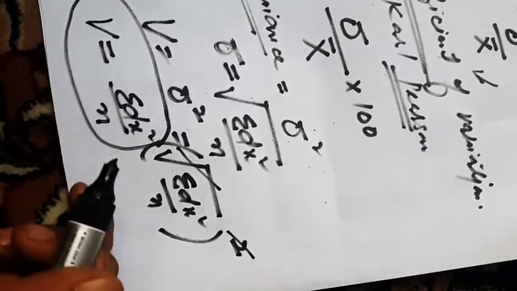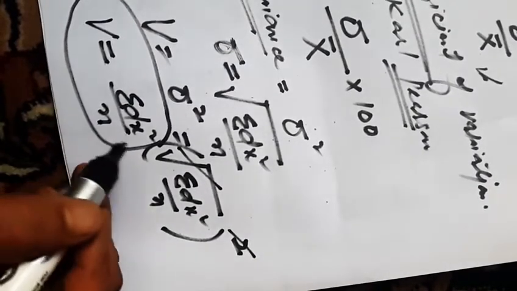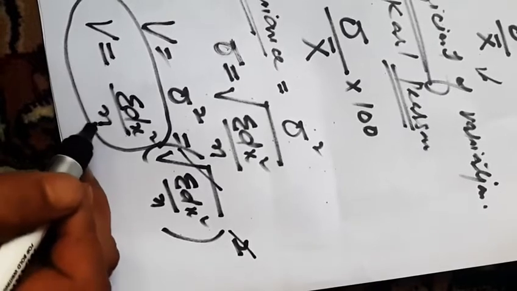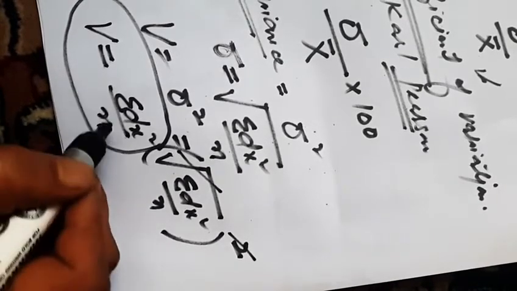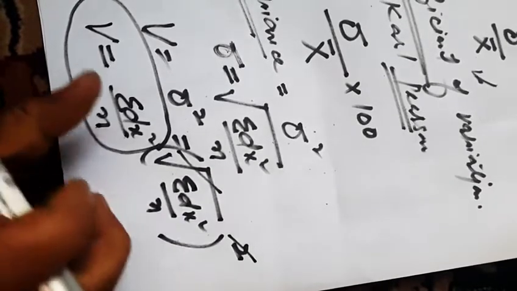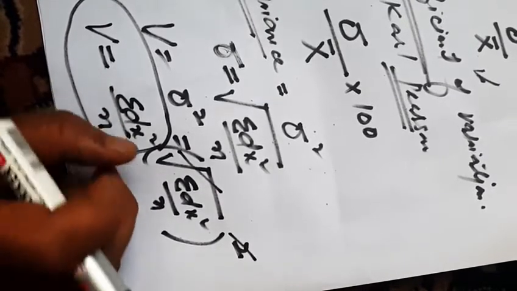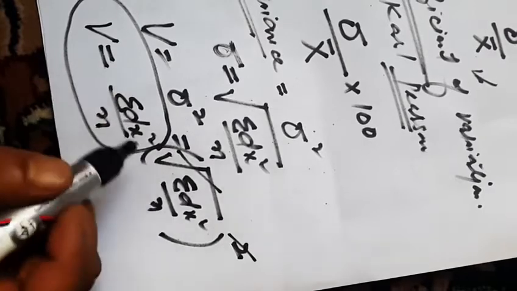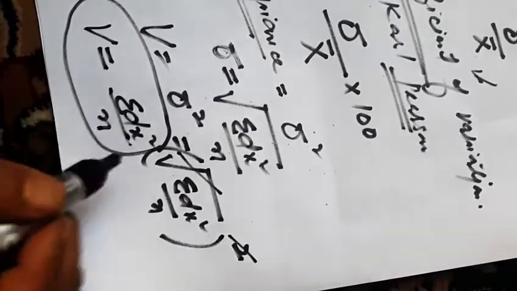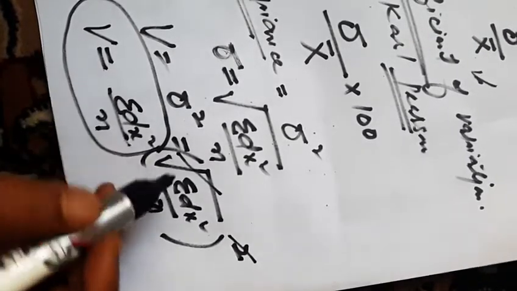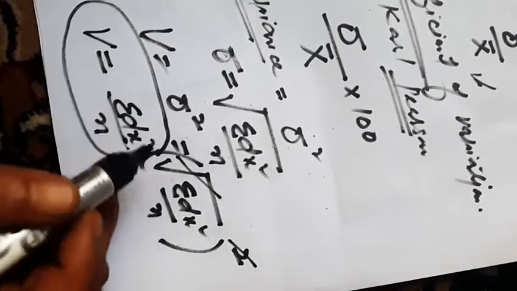Likewise, in case of discrete series, it is summation of f dx square divided by n, and in case of continuous series, it is also summation of f dx square divided by n. Whether you apply the direct method, the shortcut method or the step deviation method, you simply have to cancel the root and the square. When you cancel the root and square, you will get the variance.